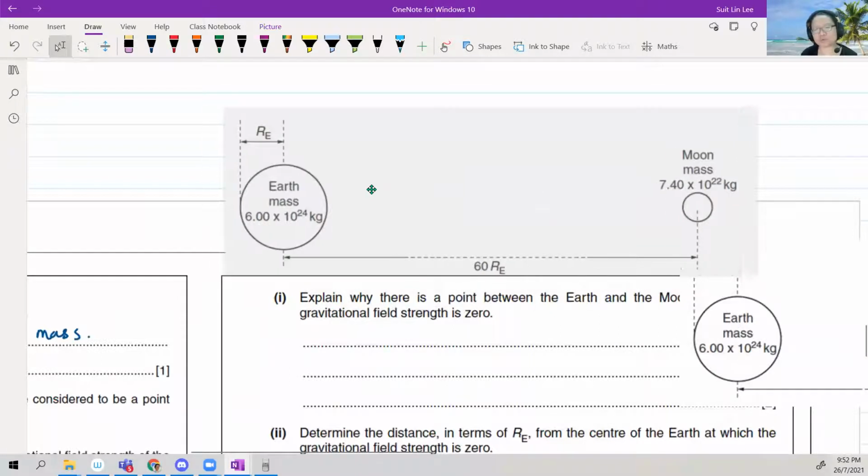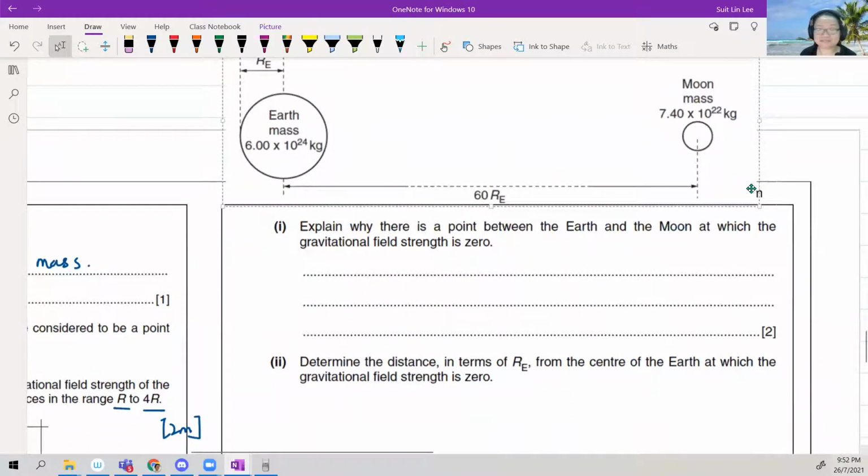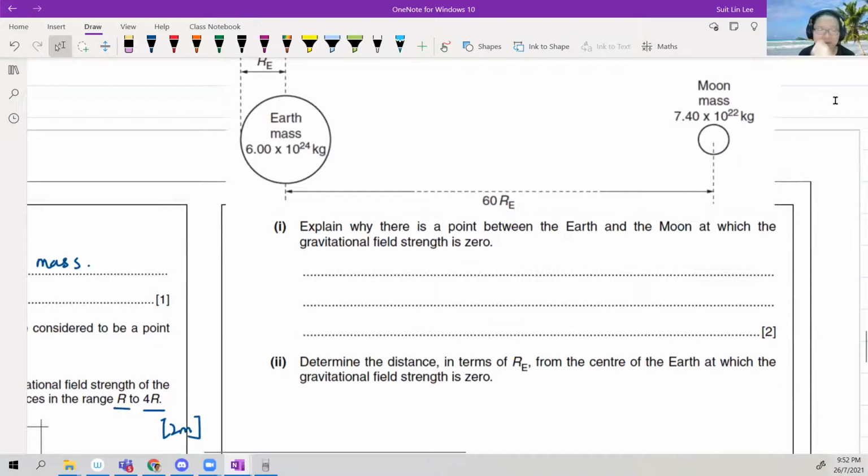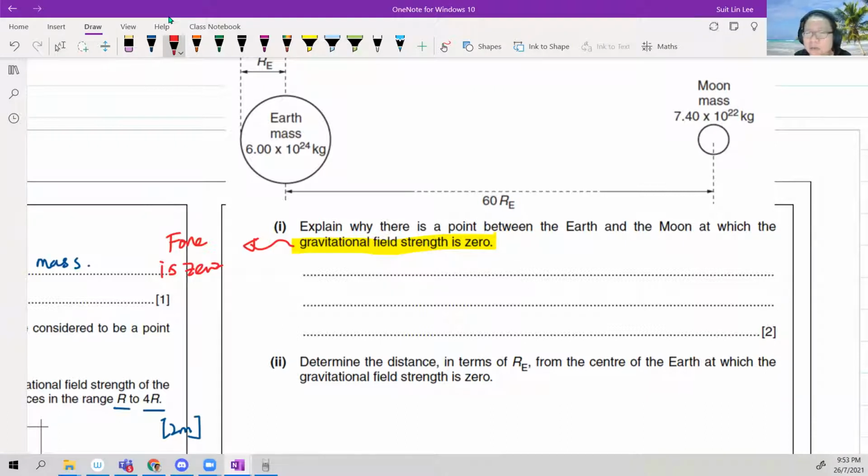If the field strength is 0, this means that the force is 0, right? That is what it means by having field strength 0. So in this case, there is a point here where the force is 0. Now, if the force is 0, what does this tell us? It tells us that the Moon and the Earth are fighting, but the Moon has less mass, so the Moon's field is less strong. And because the Moon's field is less strong, I'm going to assume that the point where the forces cancel off is closer to the Moon, closer to the weaker field.